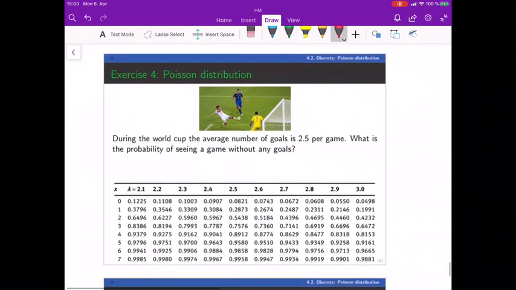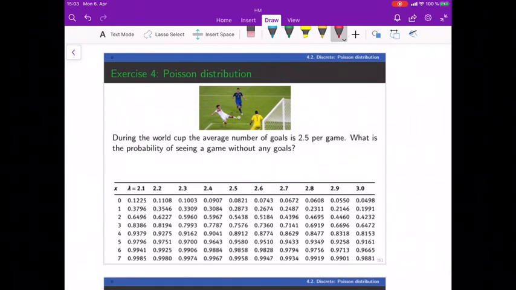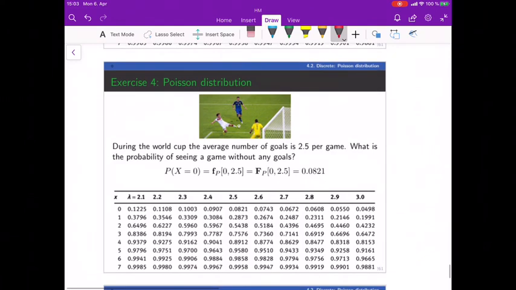Cool. One last one. What is the probability of seeing a game without any goals? Exactly. That is simply this one here, 8%. At 0, the PDF and the CDF are identical.